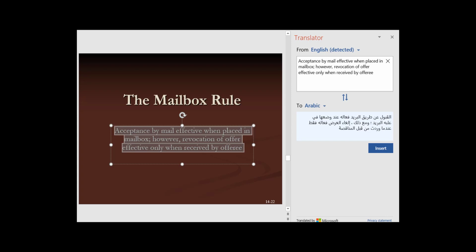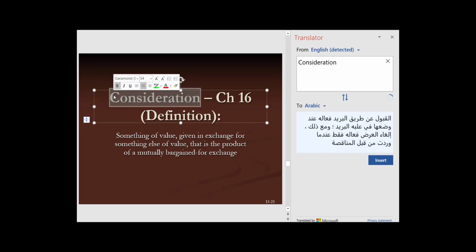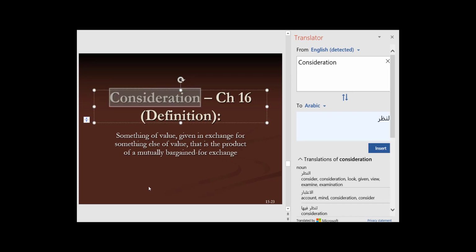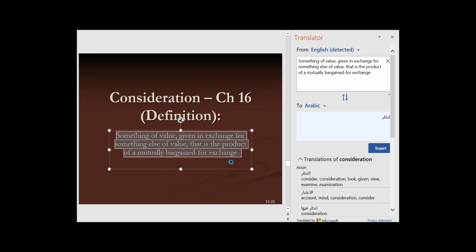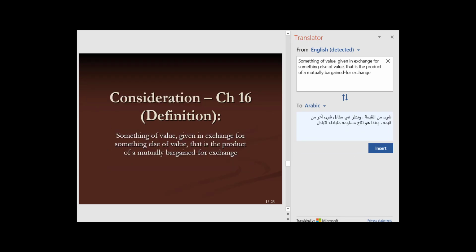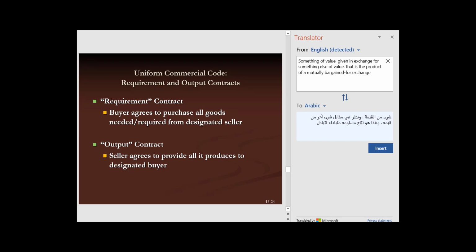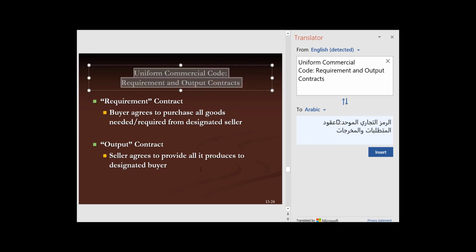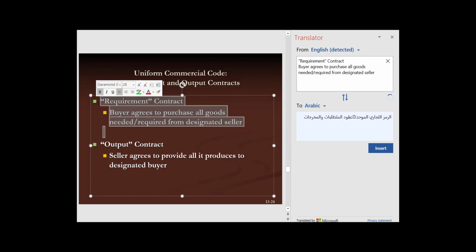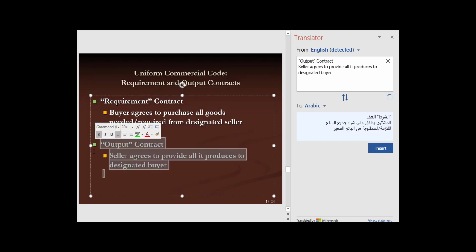Remember, consideration is giving something of value. It doesn't have to be equal value. This is a true and false question. Requirement contract means the buyer agrees to purchase all goods from the seller. Output means the seller agrees to provide all products to a buyer. Remember, they're going to mix it up, and that's where they try to trick you in a true and false. So requirement, buyer. Output, seller. Buyer requirement, seller output.